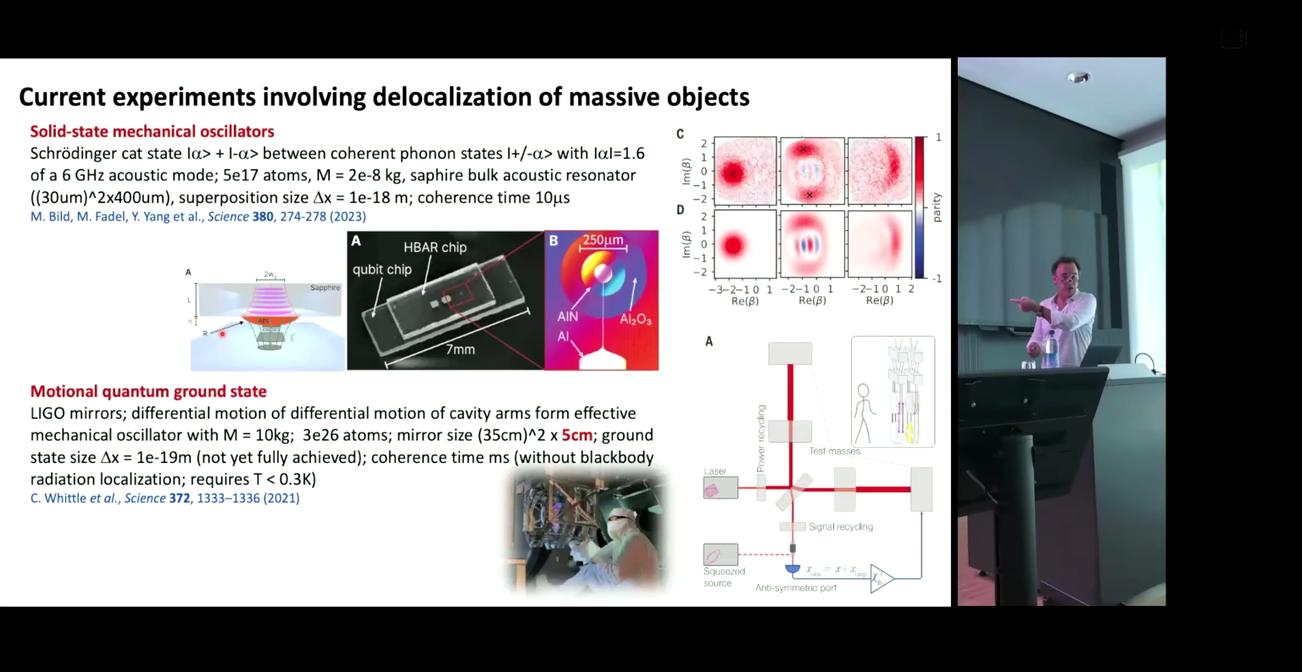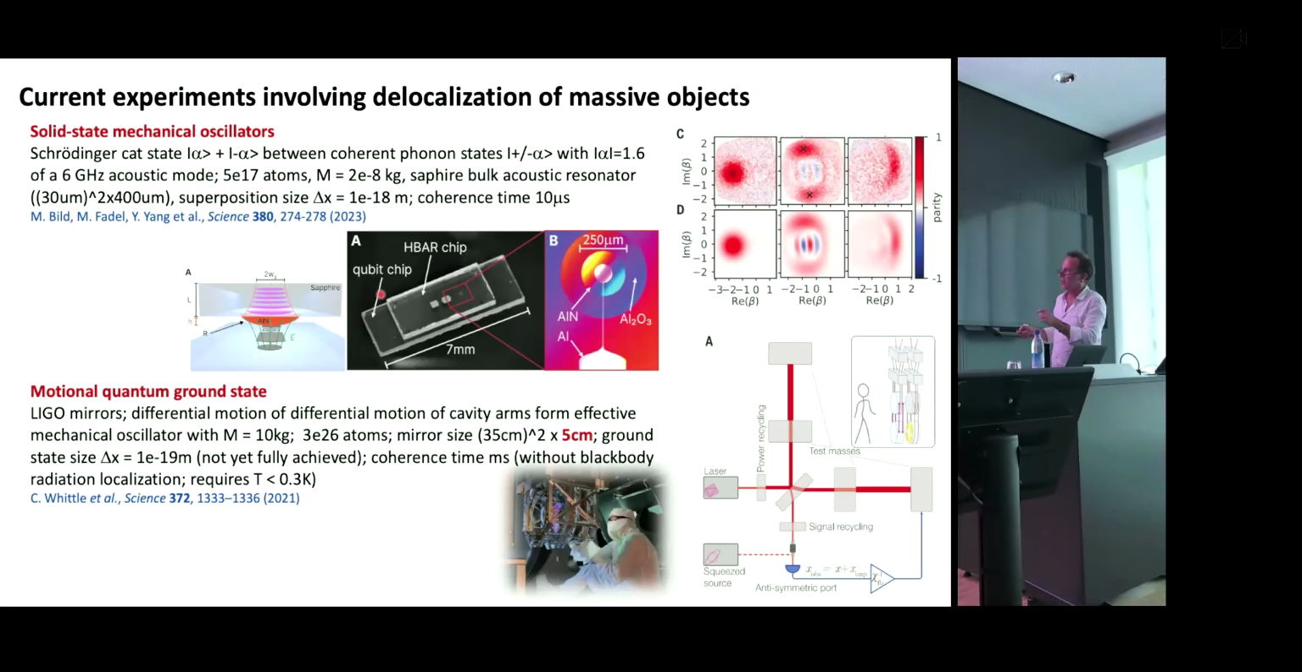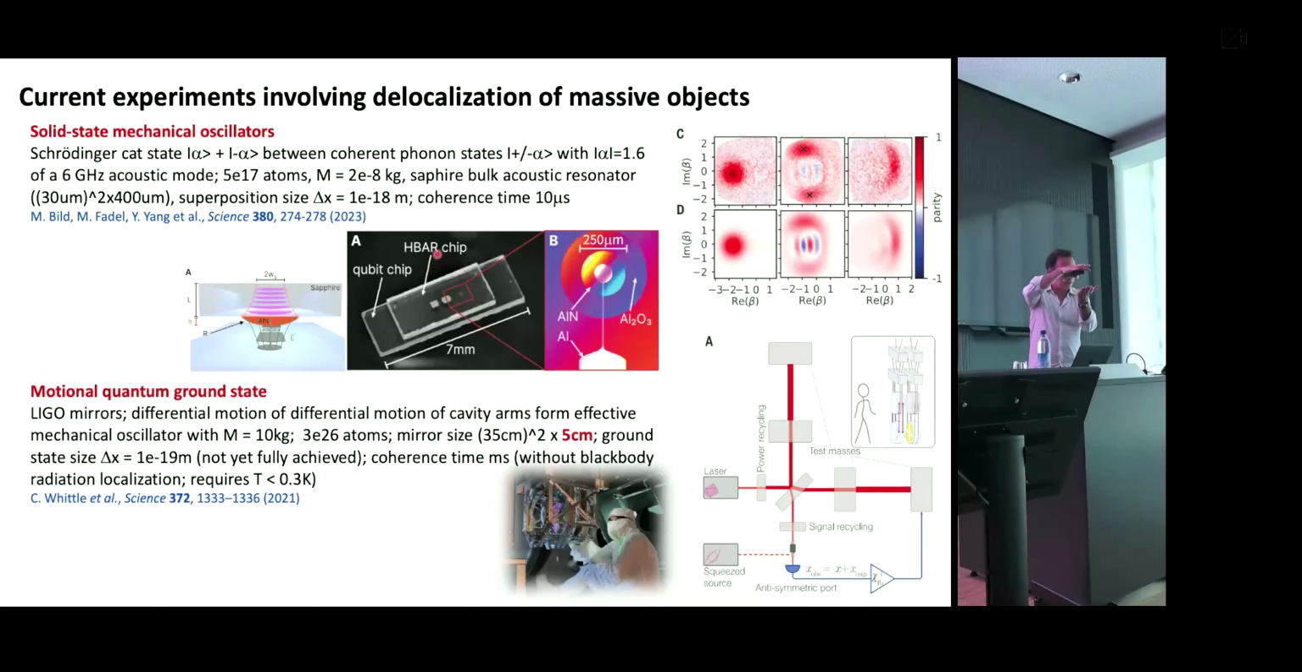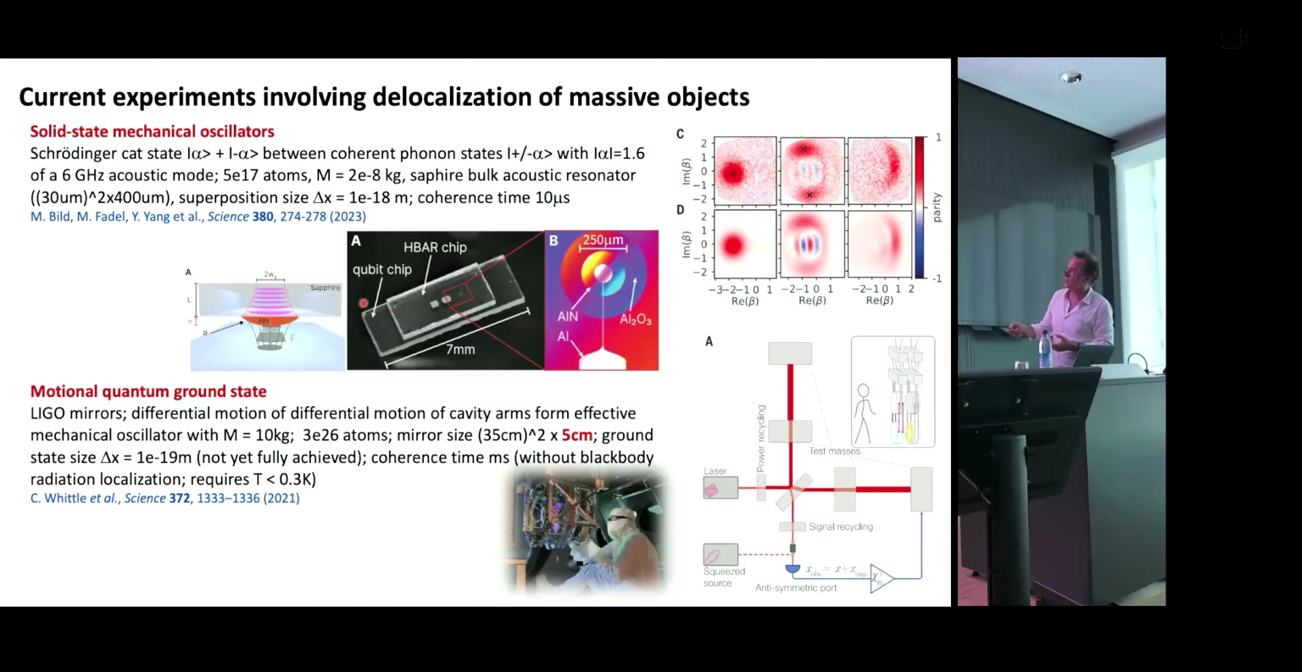So let's go to our solid state objects. This is a beautiful recent result by Yiwen Chu's group at ETH. This so-called bulk acoustic resonator chip looks at collective acoustic mode oscillations of 10 to the 18 atoms coupled to a superconducting qubit, which allows you to produce non-classical motional states, even Schrödinger cat states. And you can see this is 5 times 10 to the 17 atoms.